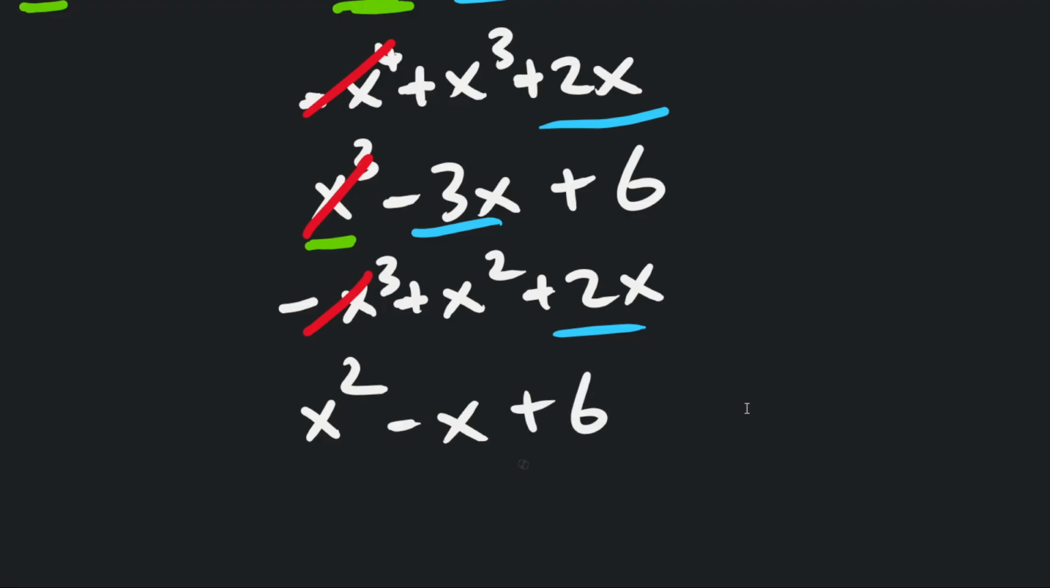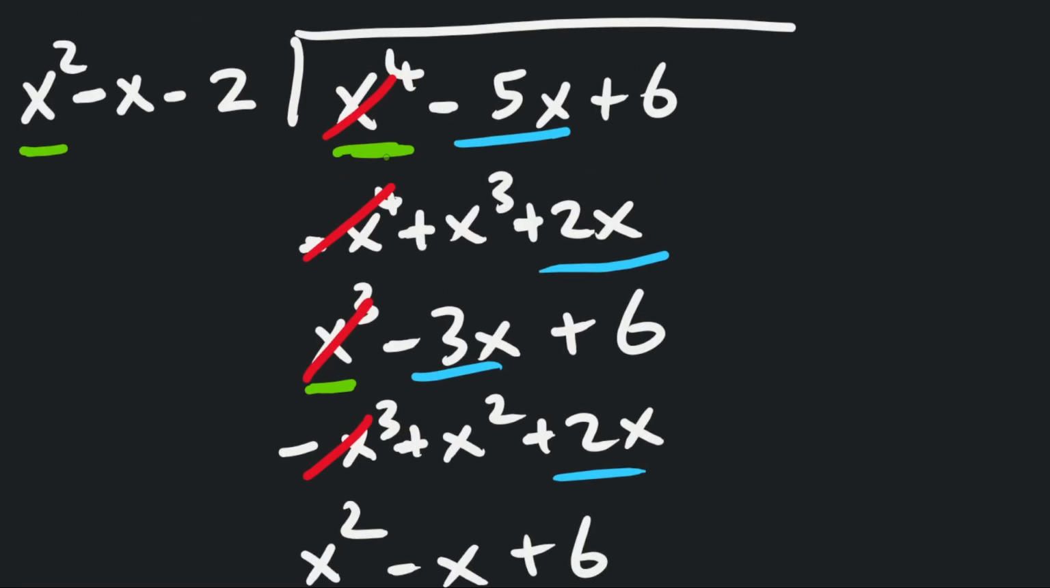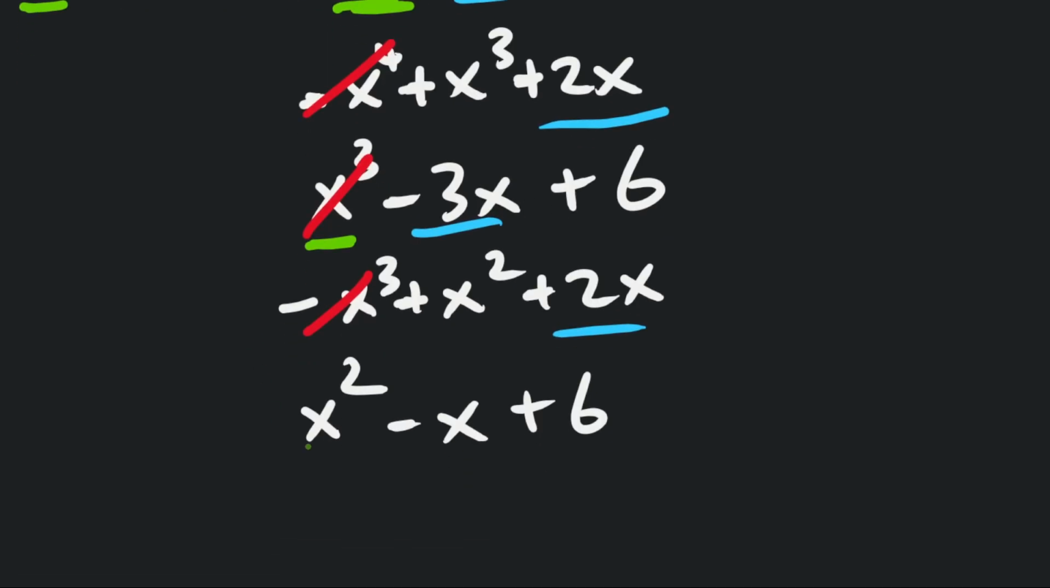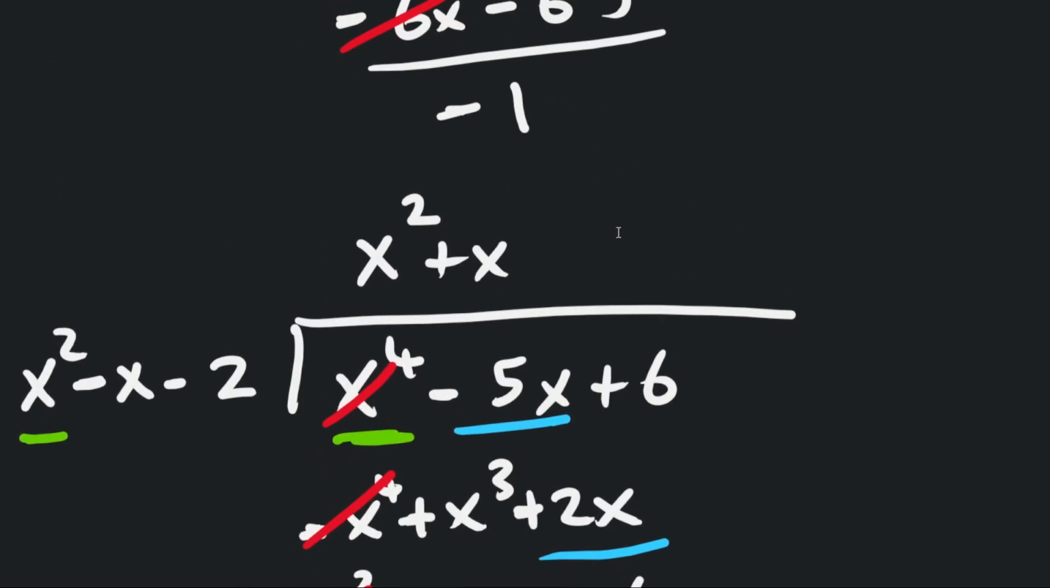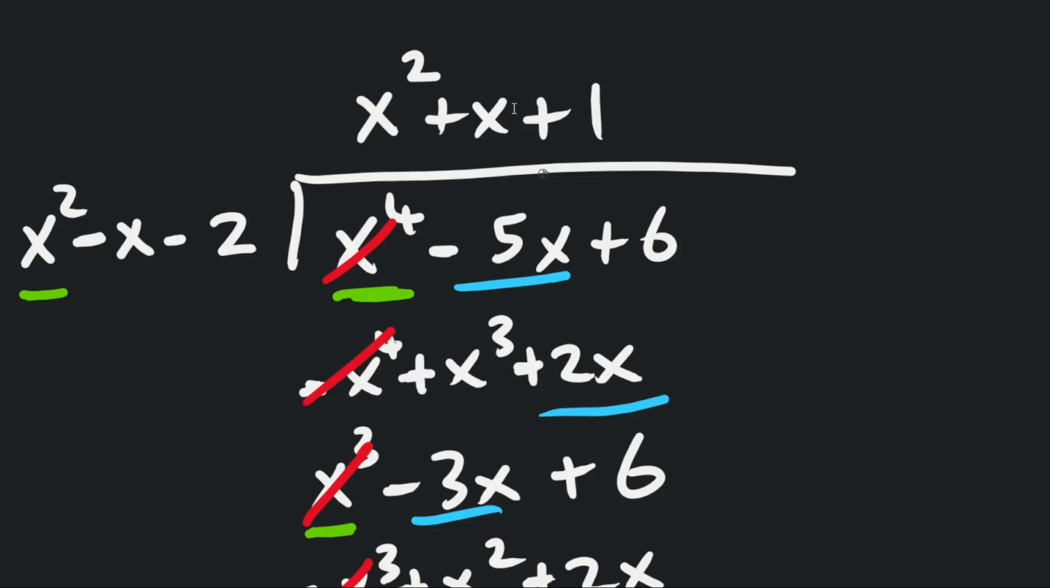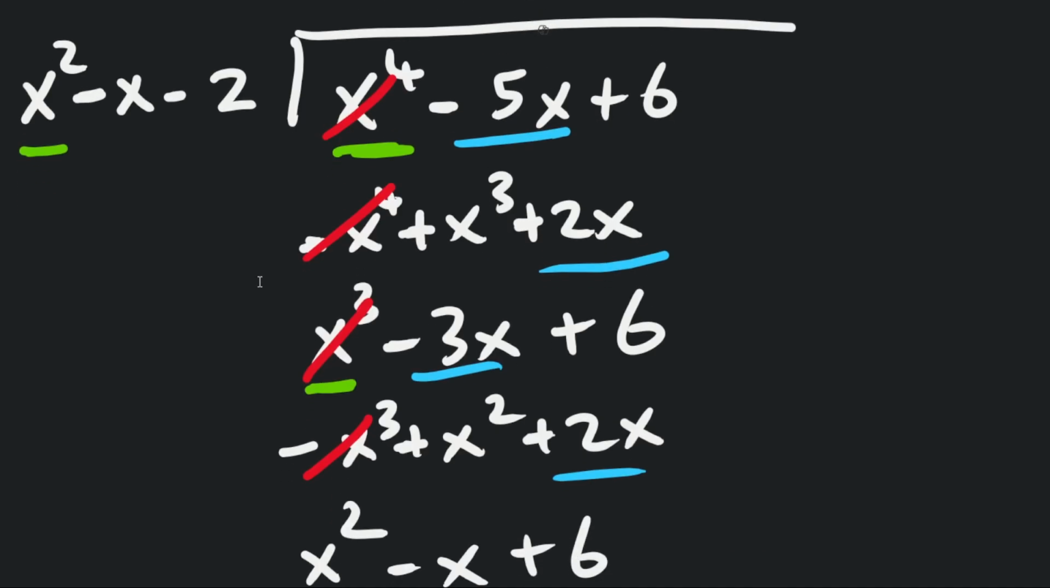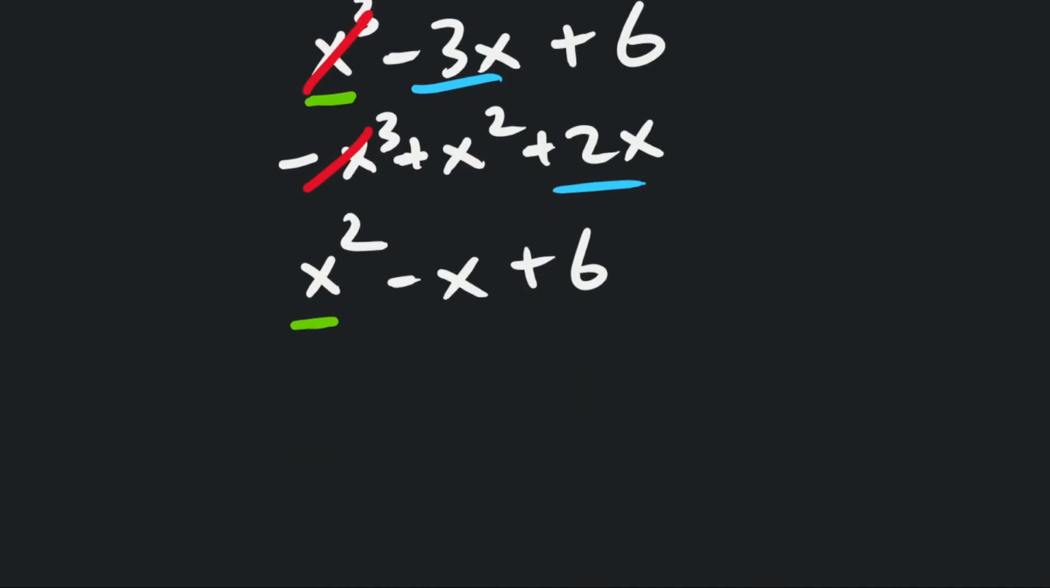And now we're getting close. So again, leading terms. X squared goes into x squared one time. We're going to put a plus 1. And then we're going to do 1 times this whole thing, which is just this entire trinomial right here. So minus x squared minus x minus 2. So minus x squared minus x minus 2. And again, distribute the negative. So minus x squared plus x plus 2.